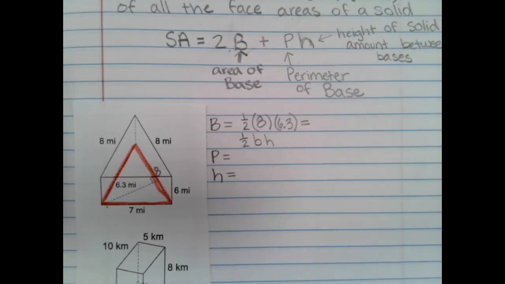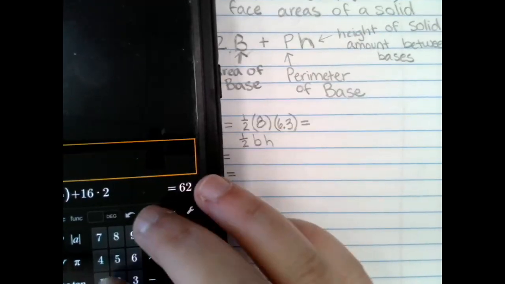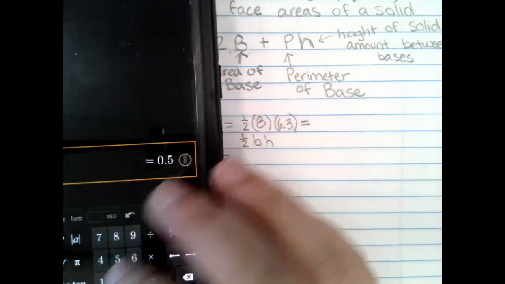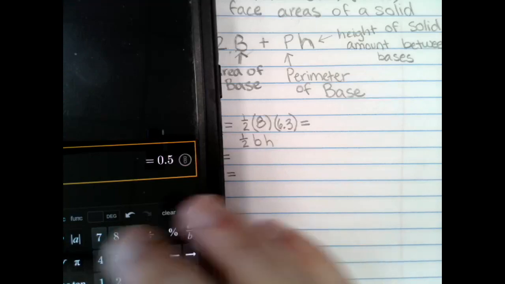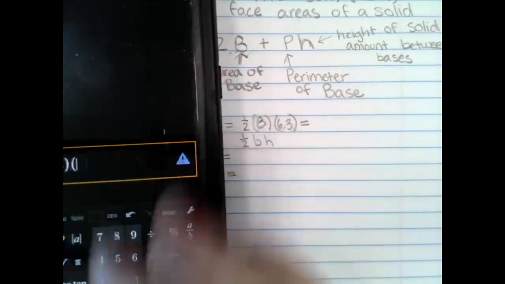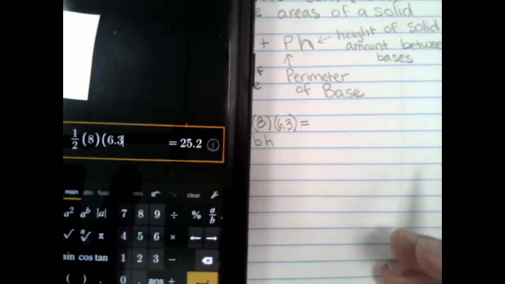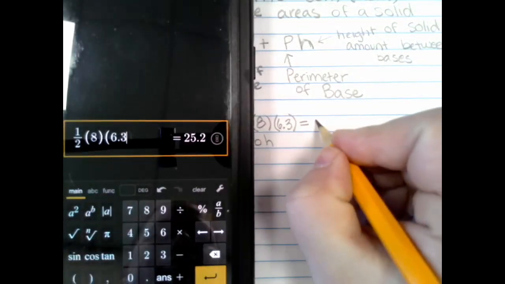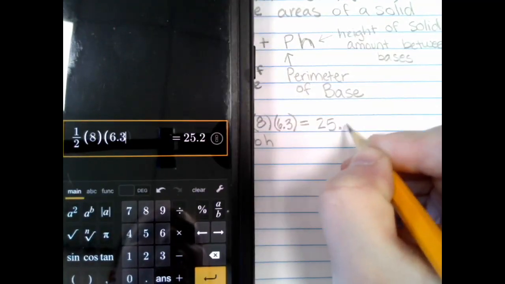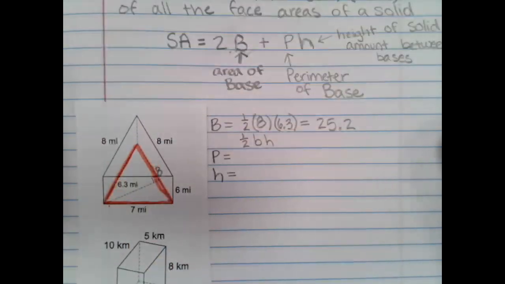Okay, use your calculator. Handy dandy decimals. Half times 8. Whoops. Times 8. Oh my gosh. Times 6.3. And we get 25.2. So that's our area of the base. That's our big B. Now we need to find the perimeter of the base.